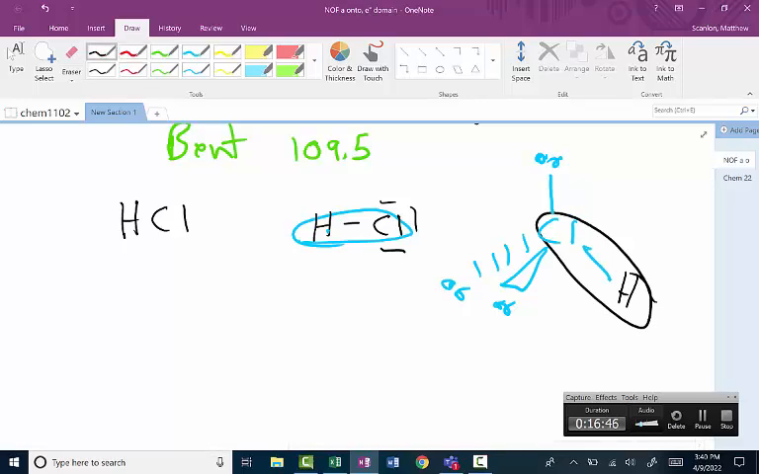So you'll have to draw Lewis dot structures, and you will have to figure out the number of electron groups, the electron domain. You will have to name the shape, and you will have to give the bond angle on the exam.